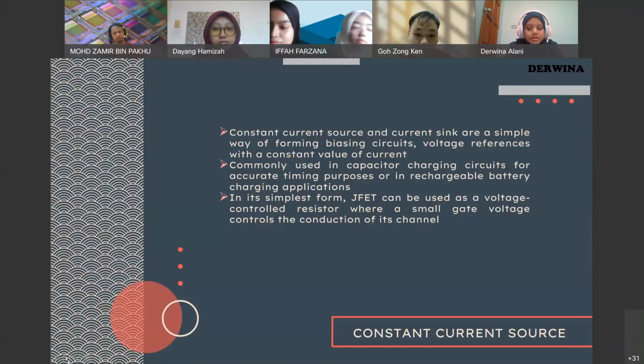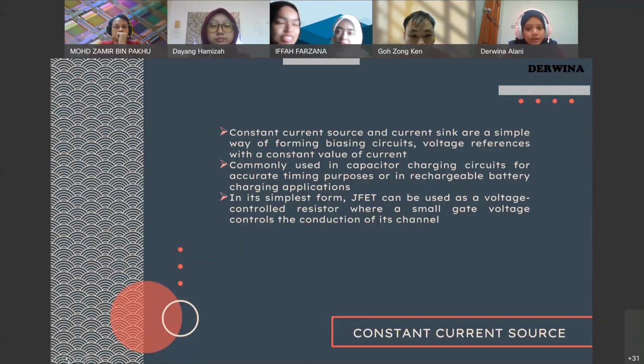Okay, next is the constant current source. This constant current source and current sink. Current sink is the reverse for the constant current source. It is a simple way of forming biasing circuits, voltage references with a constant value of current. It is commonly used in capacitor charging circuits for accurate timing purposes or in rechargeable battery charging applications.